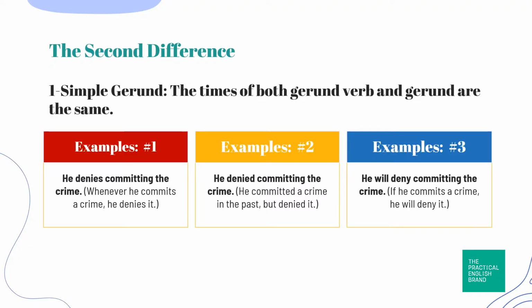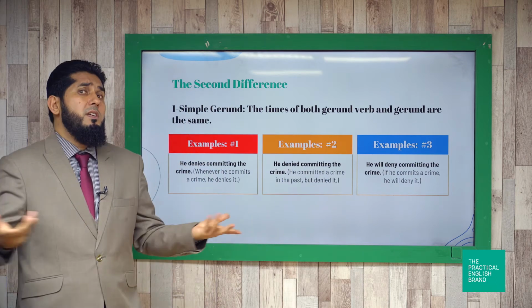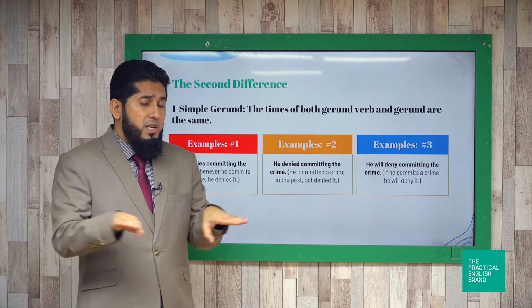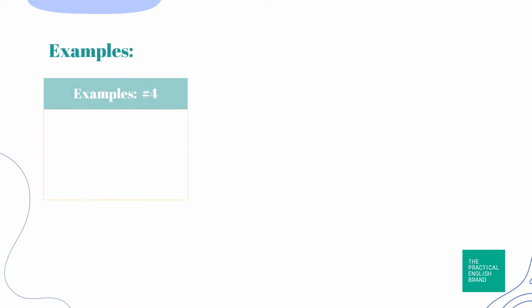Now look, he will deny committing the crime. If he commits any crime in the future, he will deny it because it is his habit. So again, the times of both verbs are the same. Now we will move to the next slide and see some more examples over here.